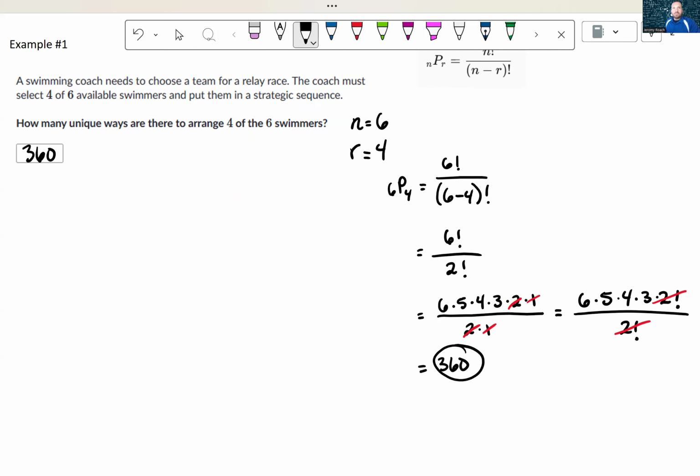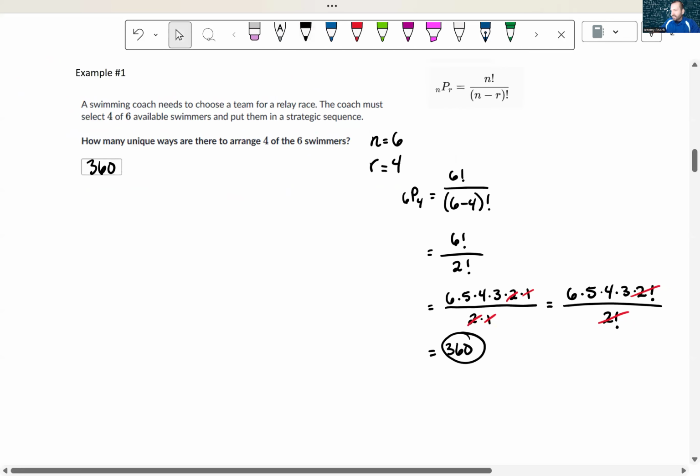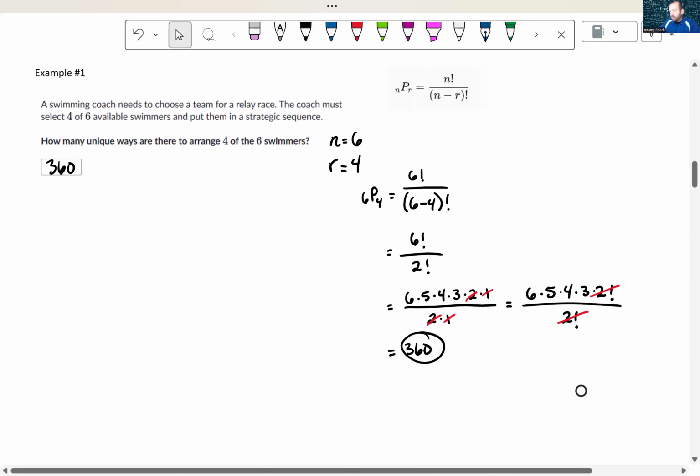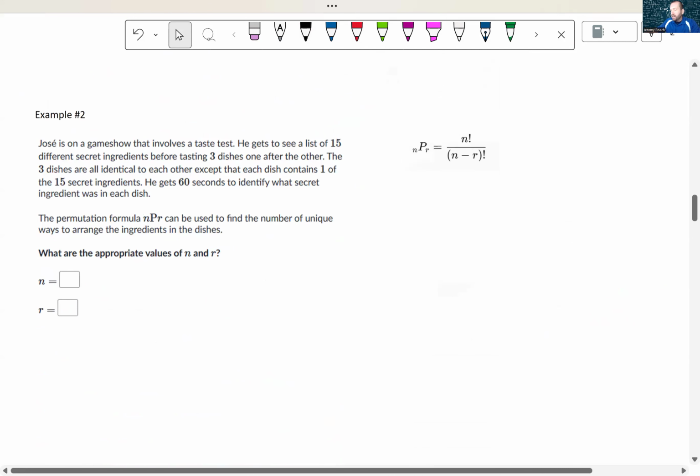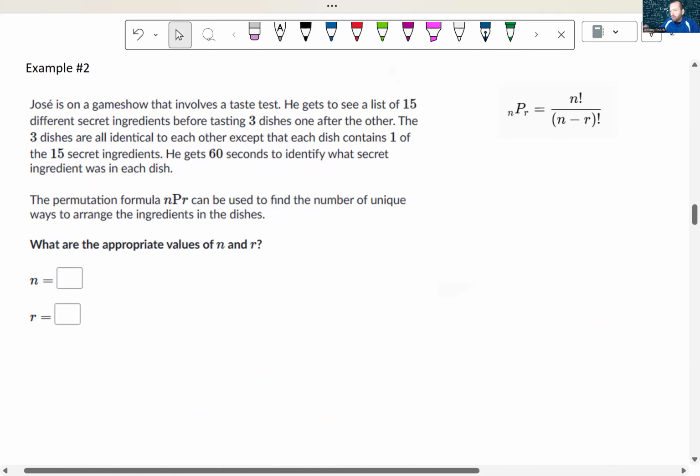Okay. This next problem doesn't ask us to use the formula. It just asks us to identify what N and R is. So it says Jose is on a game show. It involves a taste test. He gets to see a list of 15 secret ingredients before tasting 3 dishes one after the other. The 3 dishes are all identical to each other, except that each dish contains 1 of 15 secret ingredients. He gets 60 seconds to identify what secret ingredient was in each dish.